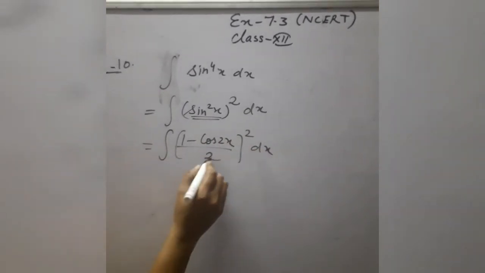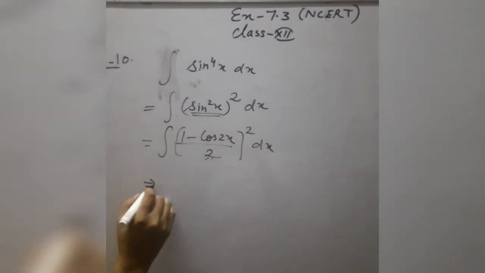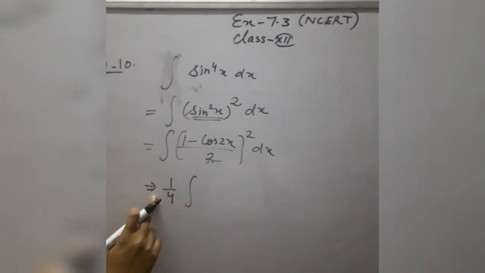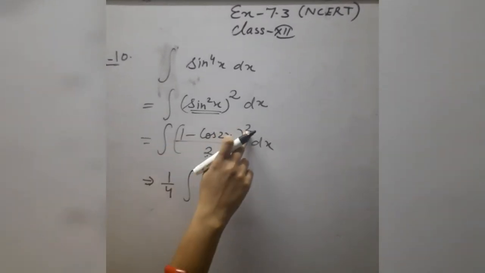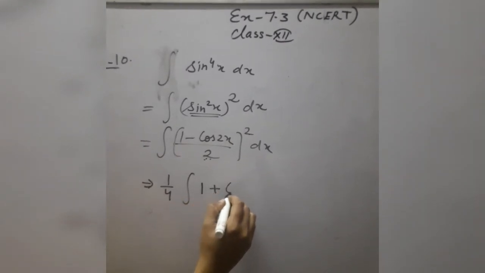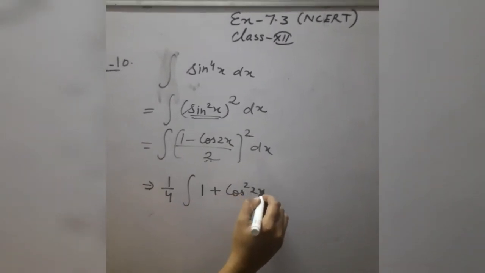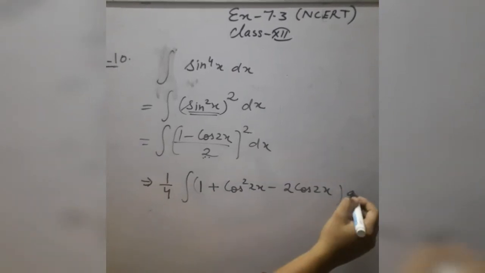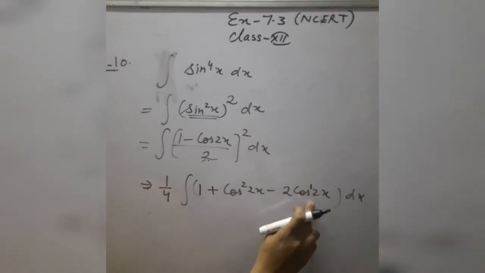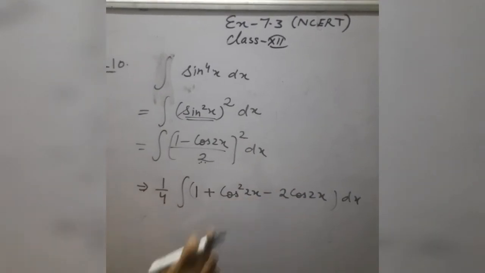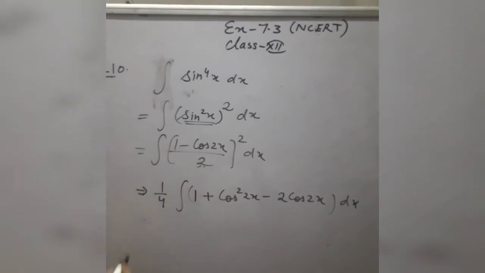And now this square is with 2 also, so it becomes 1 by 4. Take this 1 by 4 outside the integration, and here (1 minus cos 2x) squared, use the identity of (a minus b) whole square. It becomes a square plus b square minus 2ab. Now in this term the power of cos is 1, so you can integrate it directly, but here again cos square is given to you, so you will find the value of cos square 2x.